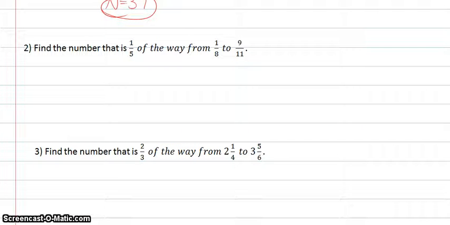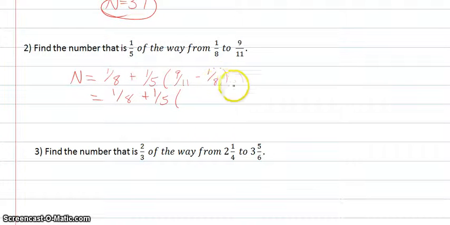It's a little uglier because we have those fractions. Okay, find the number that is 1/5 of the way from 1/8 to 9/11. Okay, so the number, it's starting with 1/8 plus 1/5 of the way, and then 9 over 11 minus 1/8. Okay. So now we'll have 1/8 plus 1/5 times, and then I subtract those, and I get 61 over 88.